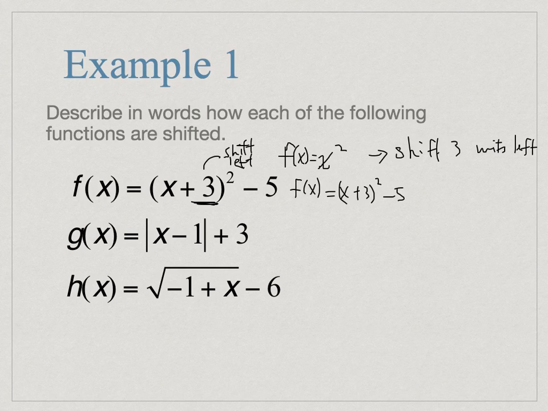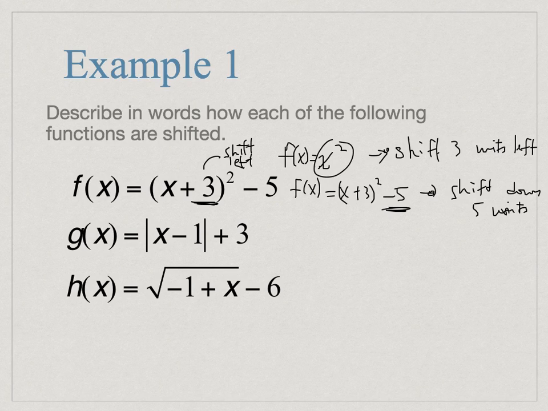And now you have a minus 5. So what does that minus 5 do? We're going to have a vertical shift, so we would say shift down 5 units. Okay, whatever my units are for my f of x. Okay, so those are the two transformations that are happening on f of x equals x squared.